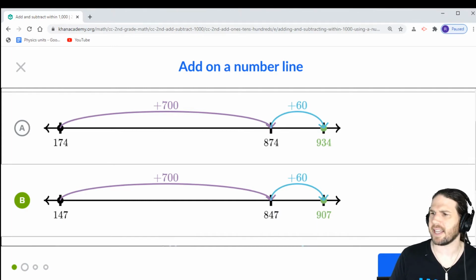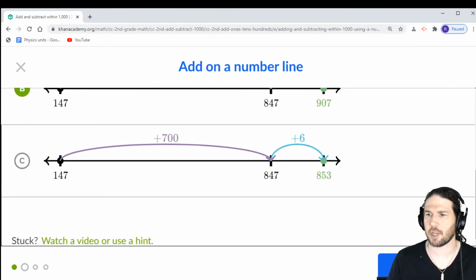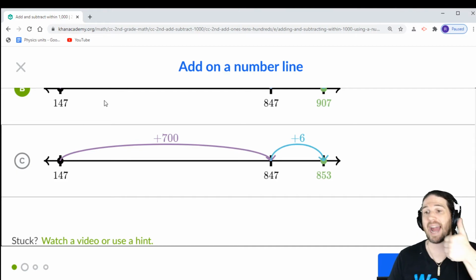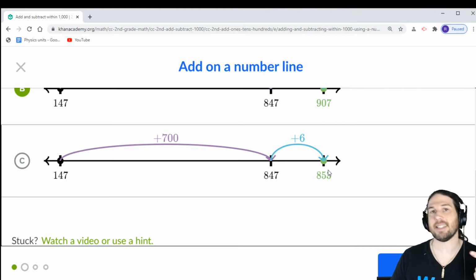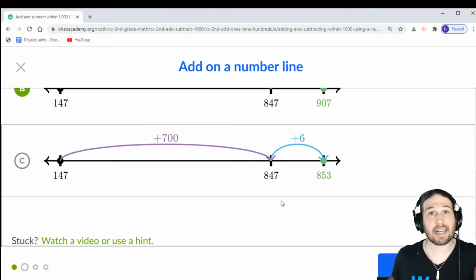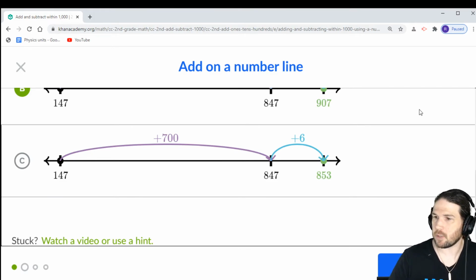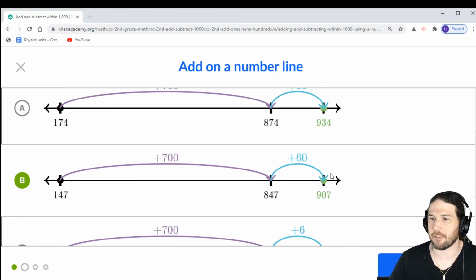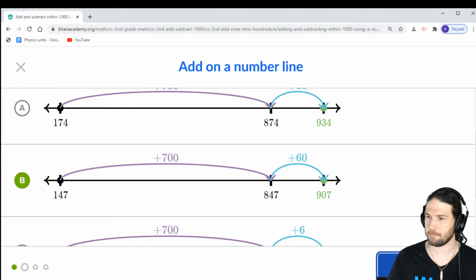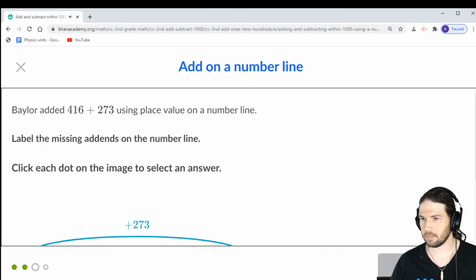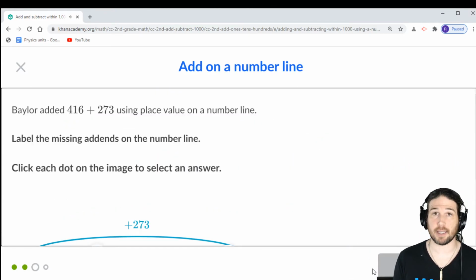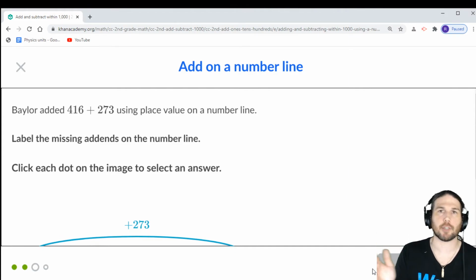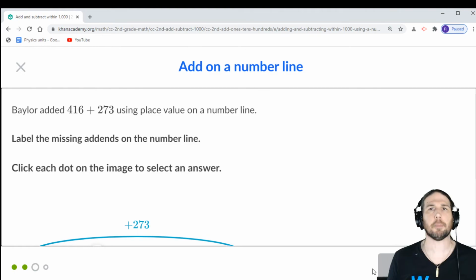But let's go ahead and take a look at the last answer just to make sure it's not right. We start at 147, which is correct. We add 700, which is correct. But then they add 6 instead of 60. They added in the ones place instead of the tens place, which is why they got 853 instead of the correct answer, which is 907. Very, very easy to accidentally put the ones place in the tens place or the hundreds place. It's so easy to mix these numbers up.